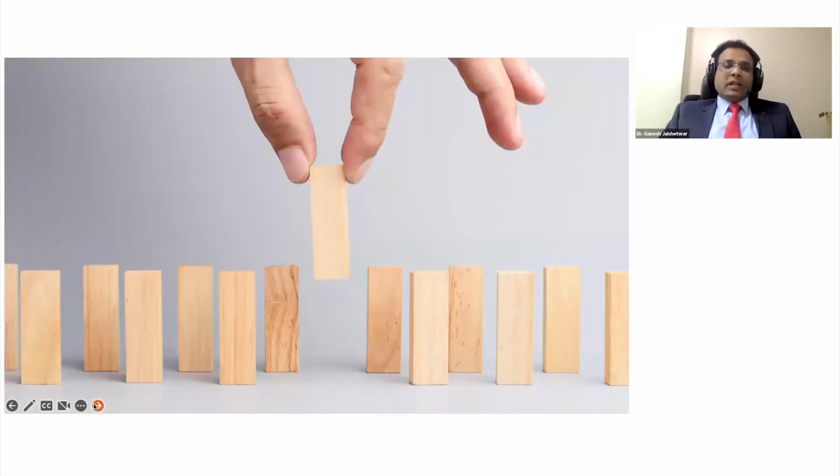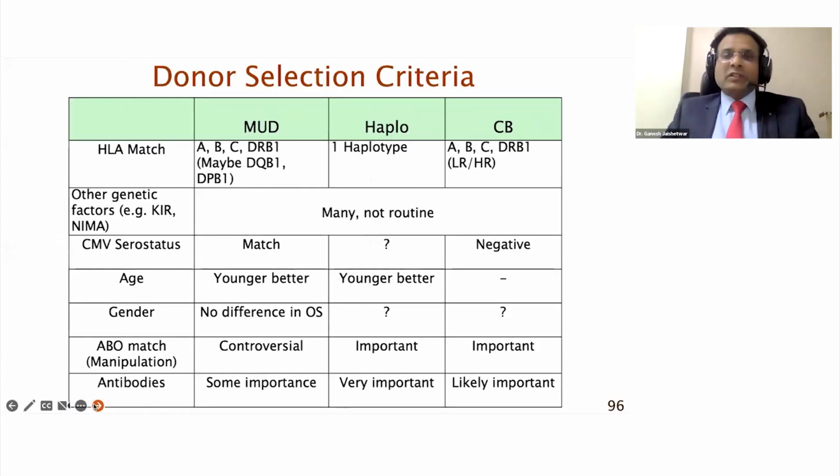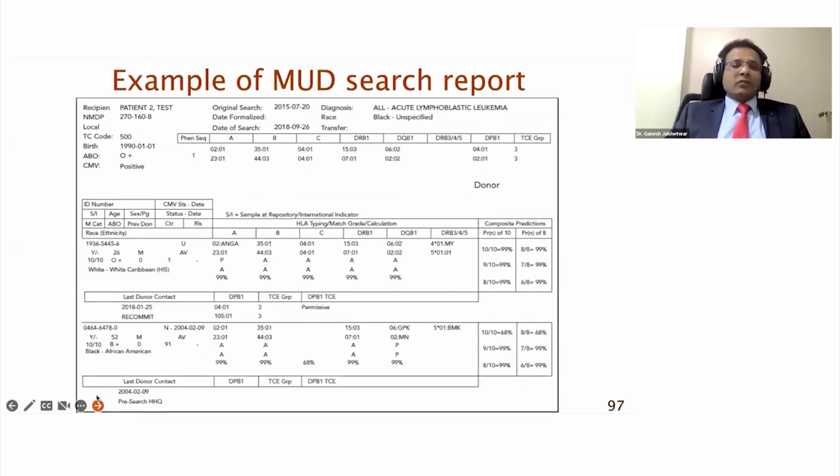With regard to donor choices, of course, there are various set guidelines through various societies about donor selection criteria, but we tend to prefer a younger donor, preferably without any anti-HLA antibodies, and preferably CMV serostatus matched with the patient. So this is an example of an unrelated donor search report.